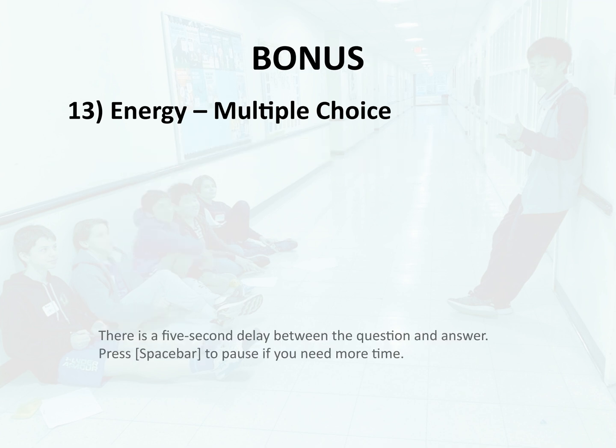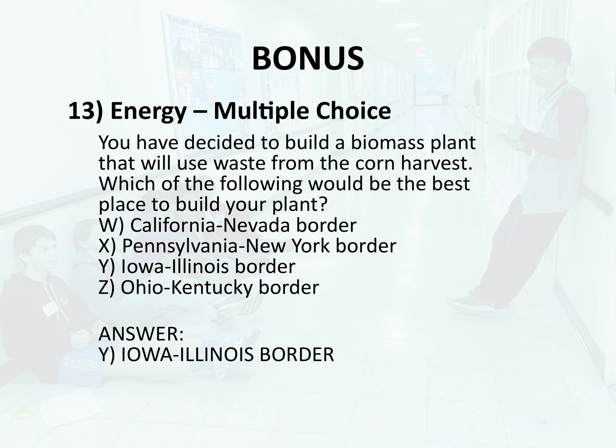Bonus 13. Energy, multiple choice. You have decided to build a biomass plant that will use waste from the corn harvest. Which of the following would be the best place to build your plant? W. California-Nevada border. X. Pennsylvania-New York border. Y. Iowa-Illinois border. Z. Ohio-Kentucky border. Answer. Y. Iowa-Illinois border.